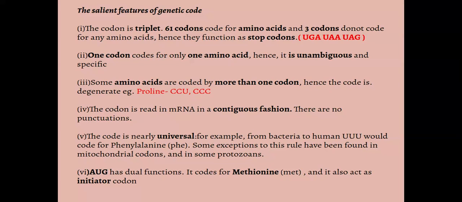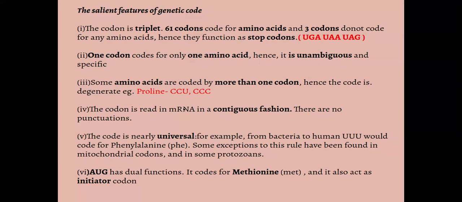This I showed you, right? So one codon, one amino acid. You will never have one codon coding for two different amino acids. So therefore we call the genetic code unambiguous because one codon codes for only one amino acid.